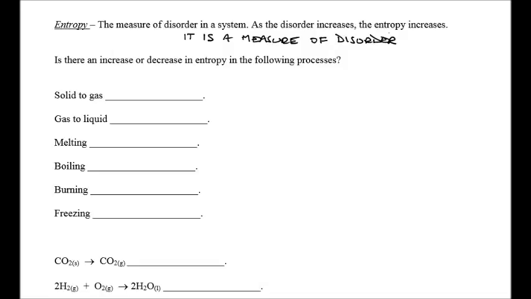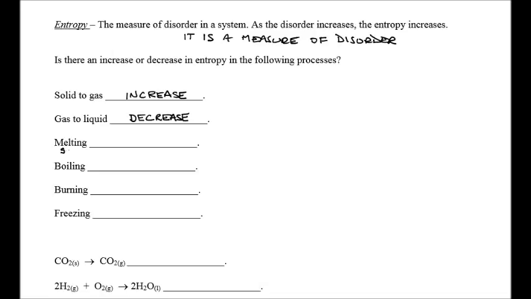So is there an increase or decrease in entropy in the following processes? As you go from solid to gas, you become more disorderly. The entropy will increase. As you go from gas to liquid, your randomness decreases, so your entropy will decrease. At this point, pause the video and go ahead and do the next 4 examples.